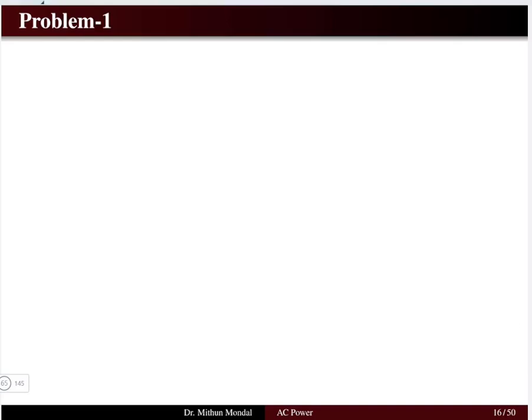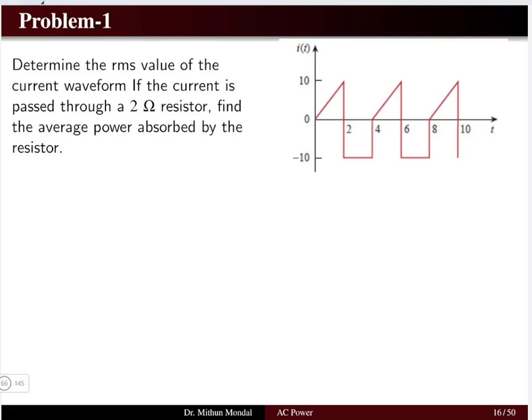We have started our discussion on AC power analysis, and in the previous lecture we discussed the average power and the RMS power, which is the effective value also, and we also discussed the maximum power transfer theorem in AC circuits. Let us solve one problem to understand more on the RMS power and the other powers.